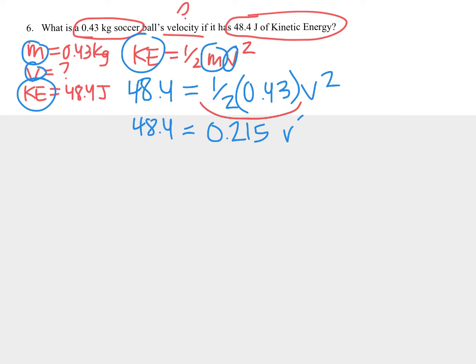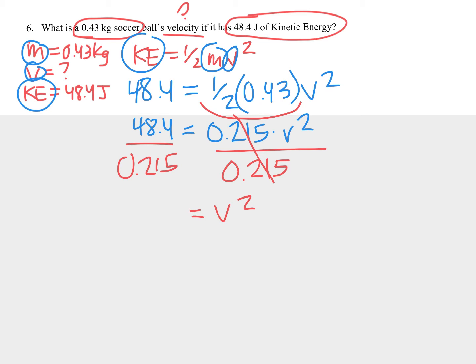And when I do that, I end up getting about 0.215. So now that we're consolidating a little bit, I've got that, but I want to get v squared by itself. So I'm going to divide both sides by 0.215. Why? That's so that I can cancel out 0.215 and have velocity squared all alone. When I take 48.4 and divide it by 0.215, I end up getting about 225.12.